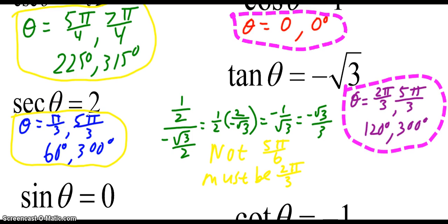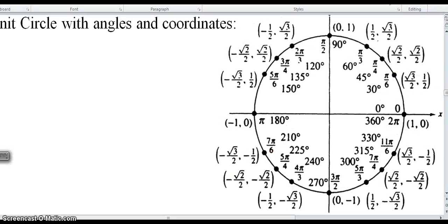Where does secant of theta equal 2? That's going to be at pi thirds, 5 pi thirds, 60 degrees, and 300 degrees. Secant is the reciprocal of the x value. So the reciprocal of 2 is 1/2. So I'm looking for where the x value is 1/2. That's right here at pi thirds, and right here at 5 pi thirds.